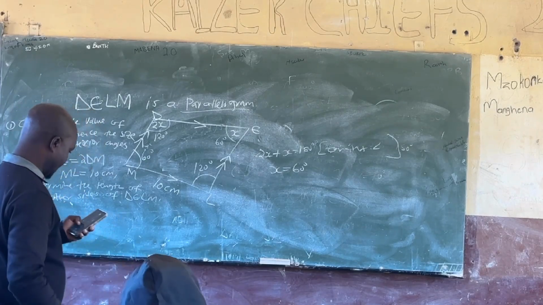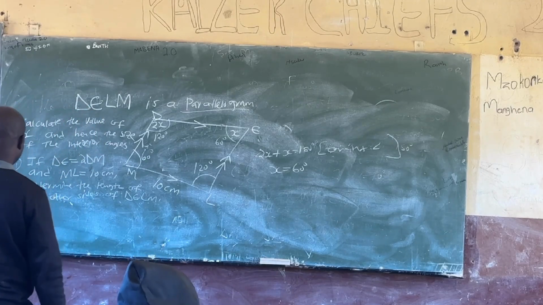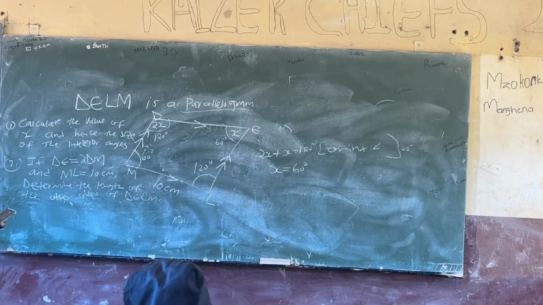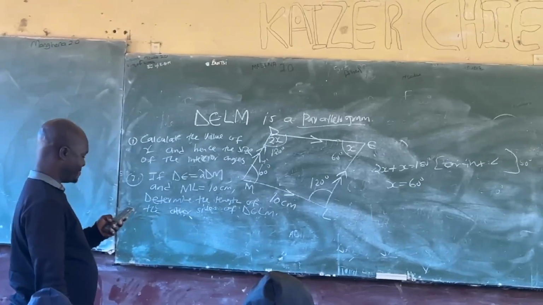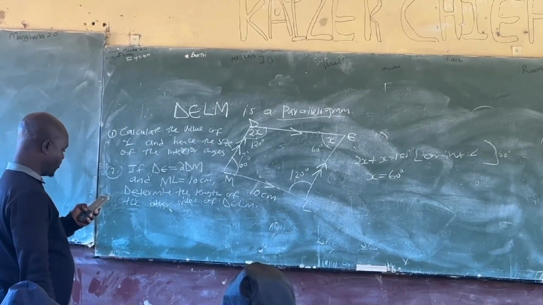Number 2, they are saying if DE equals 2 times DM, and ML is equal to 10. Determine the length of the other side.